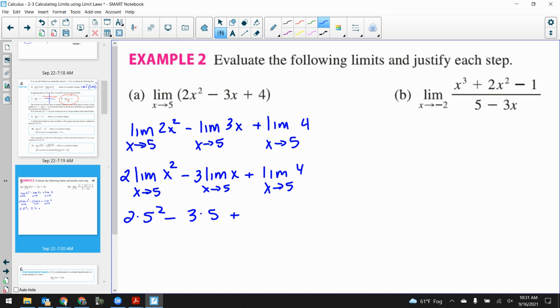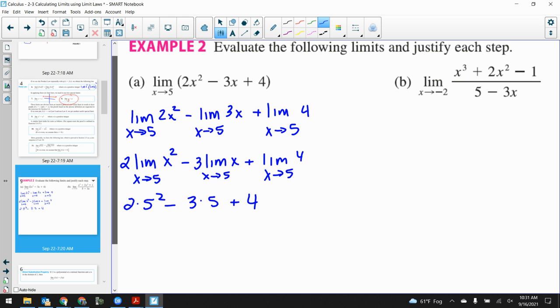People always try to tell me that that's 0 because they're like, oh, there's nowhere to plug it in. Not true. You have to remember the limit of a constant is the constant itself. 4. Okay? Watch out for that. That was a huge mistake people kept making last year. The limit of the constant is the constant, not 0.